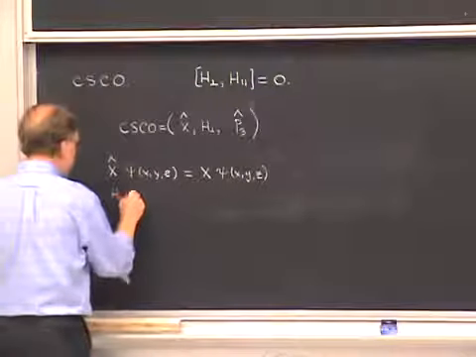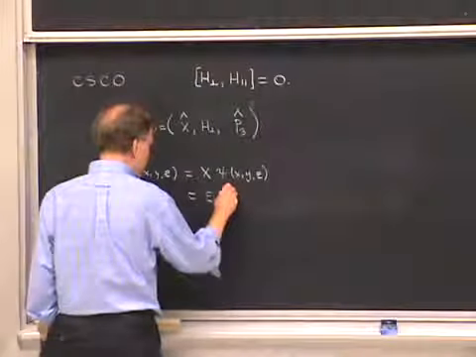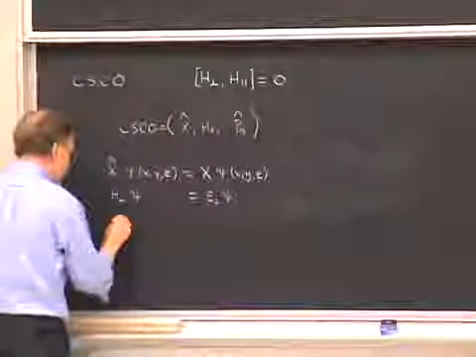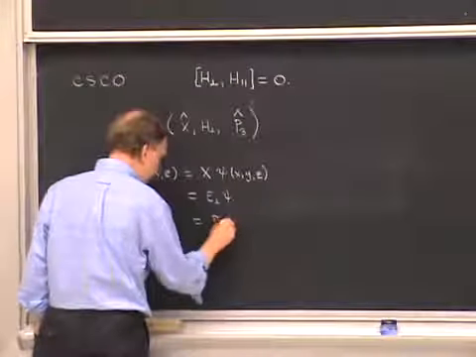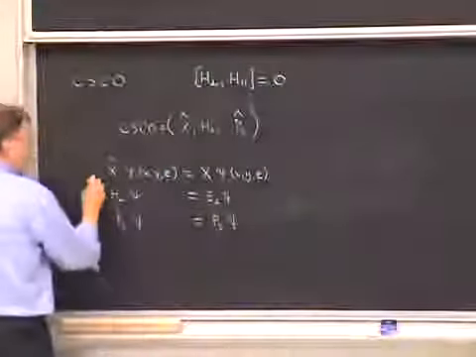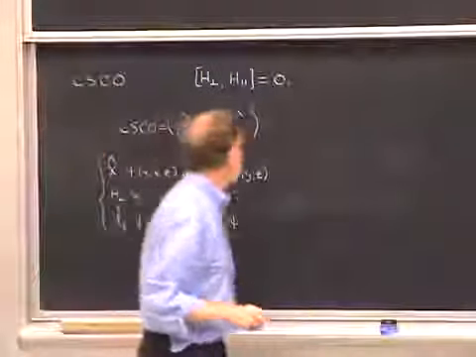Likewise, we'll have H perp acting on the same psi. We'll bring out an E perp, perpendicular energy. And we'll have a P3 hat acting on the psi. We'll bring out a P3 eigenvalue, multiplying psi. So these are three simultaneous eigenvalue equations that have to be satisfied.